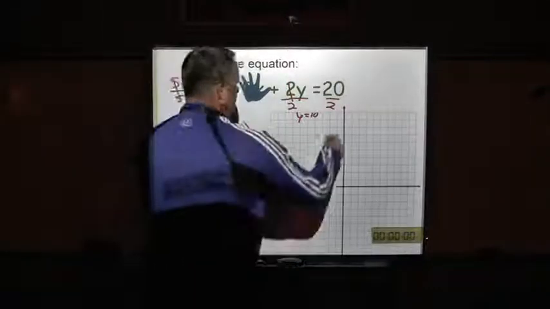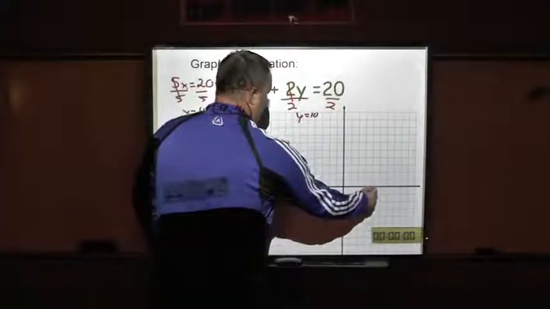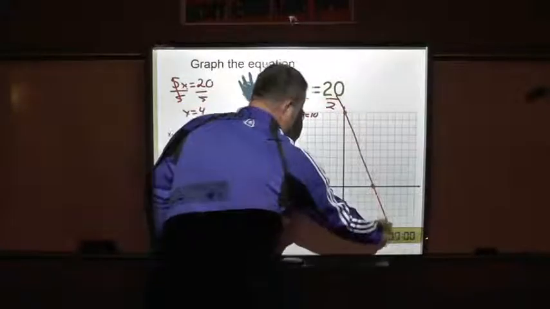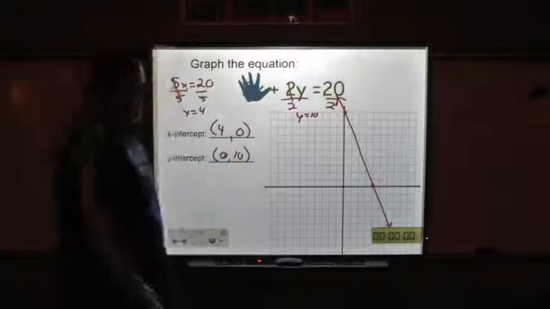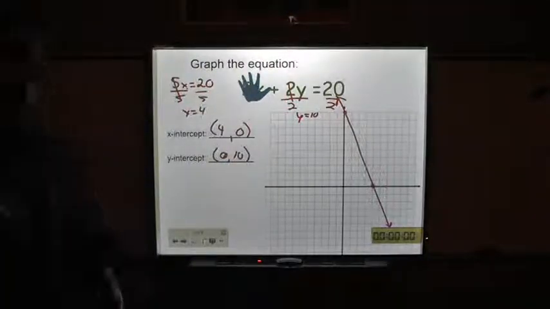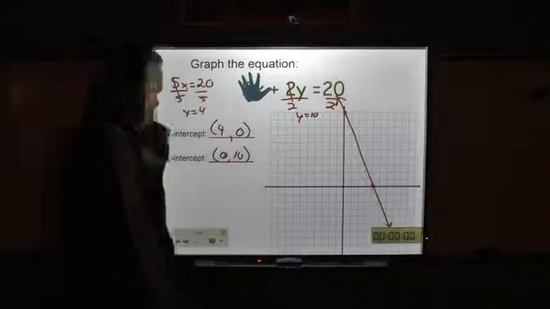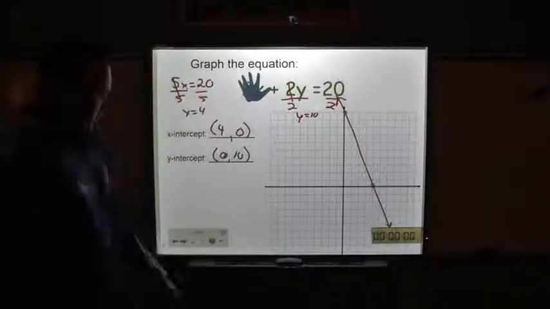Plot the point 4, 0. Plot the point 0, 10. Draw a line through them. You now have the line for 5x plus 2y is equal to 20. Alright. So, that's with the graphic.